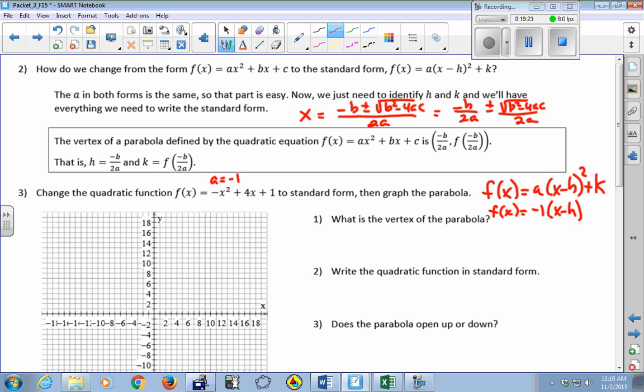What does that tell me about my parabola? It's opening downward, right? So I know that my vertex is going to be a maximum value. It's going to be the top of a mountain and it's going to open downward. So what is the vertex of the parabola? To do that, you need to know what A and B are.